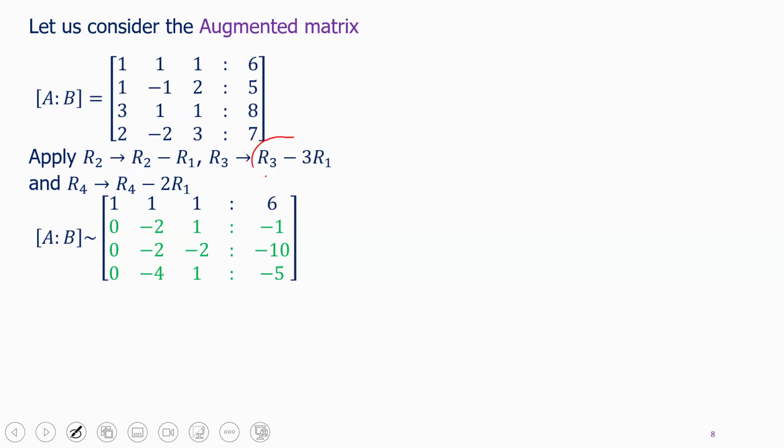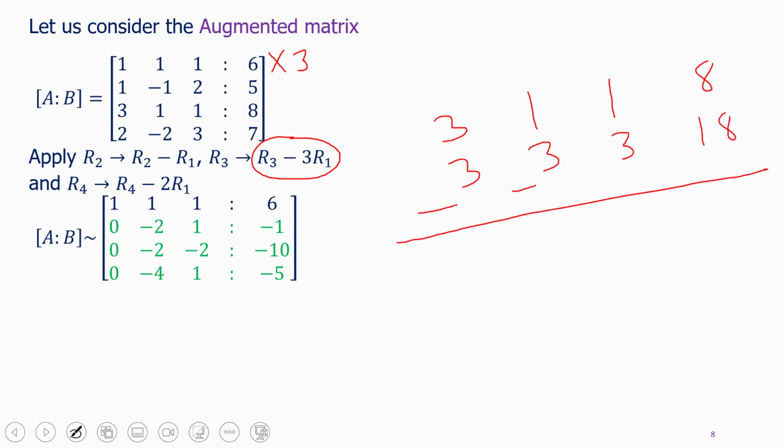Similarly, let us check R3 minus 3R1. Let me write down the third row: 3, 1, 1 and 8. Let us multiply this by 3. So this is 3, 3, 3 and 6 3s are 18. Let me again subtract it.